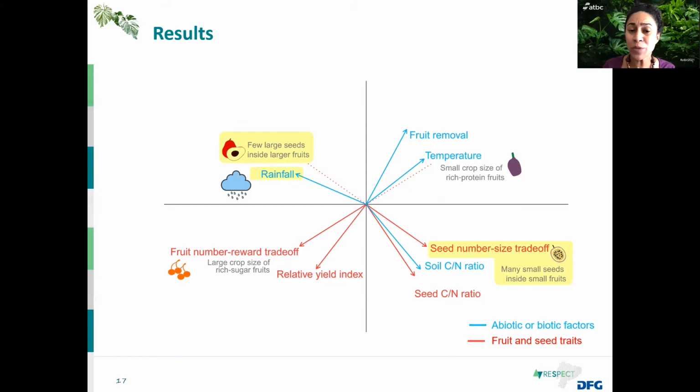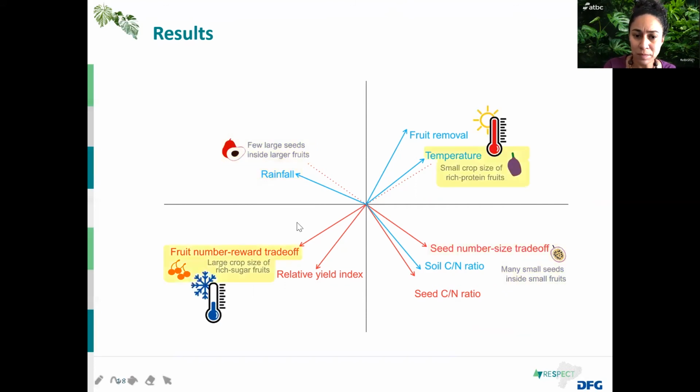The main interesting patterns in our system is that fleshy fruited plant species produce few large seeds inside larger fruits in rainy environments, whereas many small seeds inside small fruits were positively related with less rainy habitats. The production of abundant protein-rich fruits was positively related with high temperature and, to a lesser extent, with fruit removal.